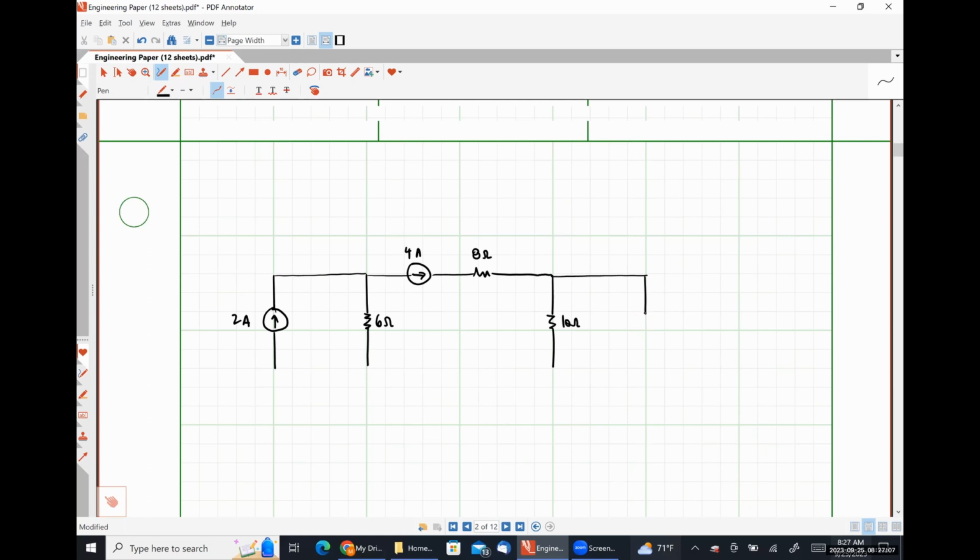I want to make this a dependent source. Let's call this voltage Vx. Ground this bottom thing here.